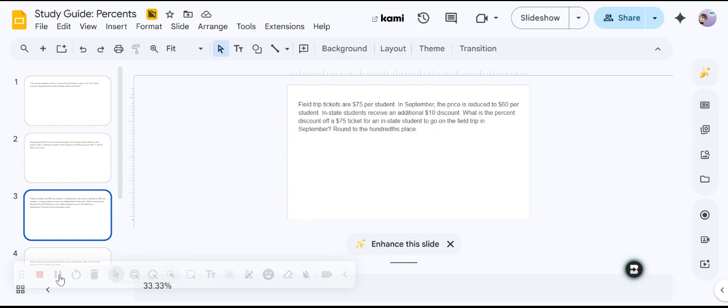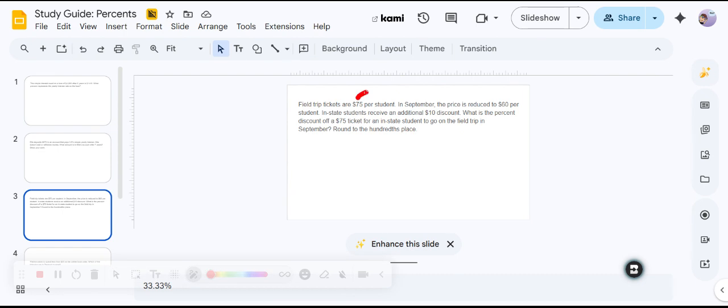All right, we have field trip tickets that are $75 per student. In September, the price is reduced to $60 per student. In-state students receive an additional $10 discount. What is the percent discount off of a $75 ticket for an in-state student to go on the field trip in September, round to the hundredths place? Boy, that's a lot to keep track of.